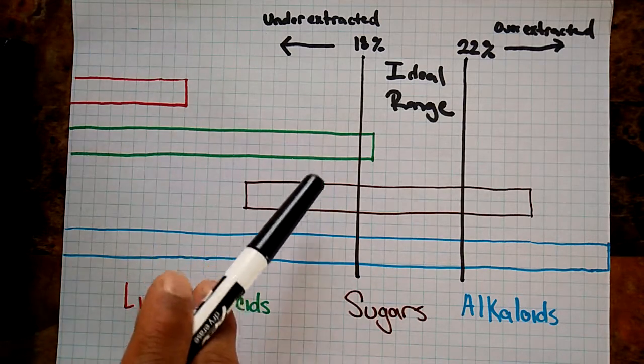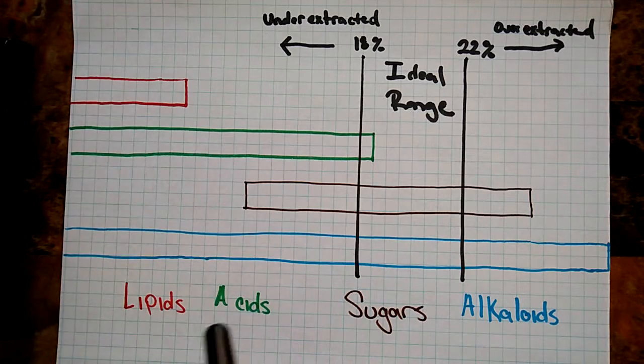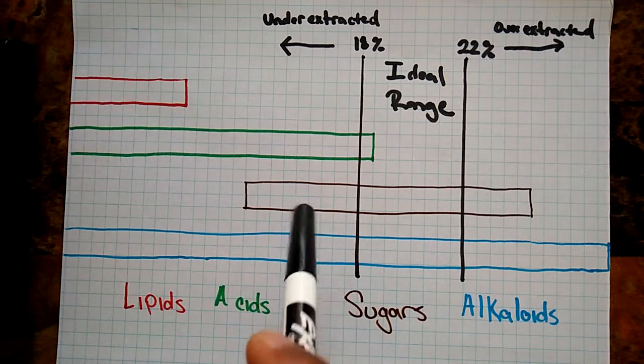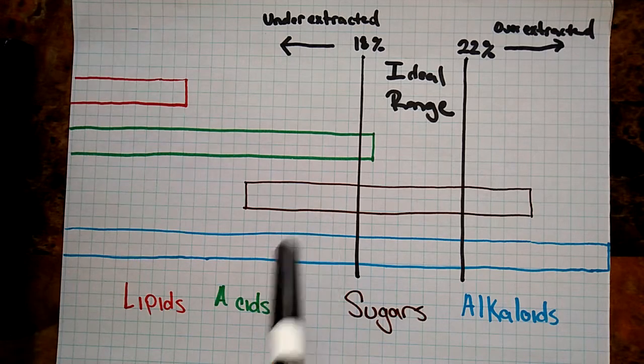If it's under extracted, you'll notice that every under extracted coffee is really sour, and that's because you have all these acids, but you haven't developed enough sugars to balance them out.